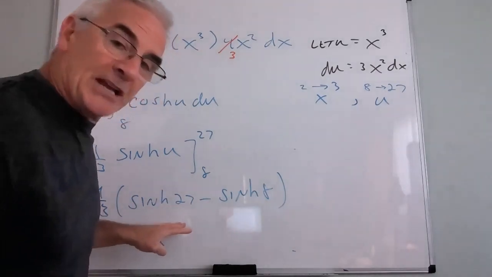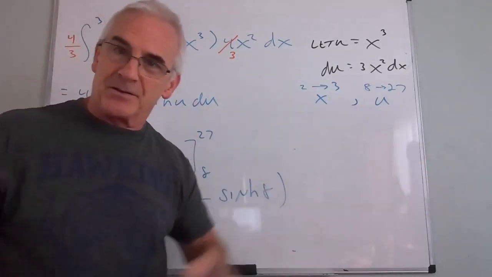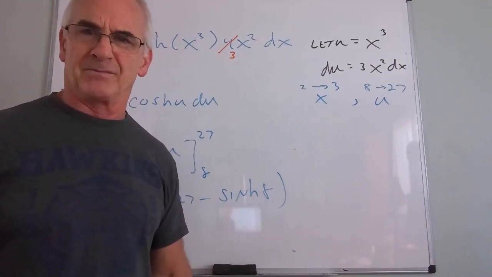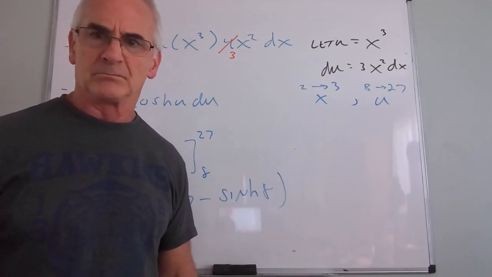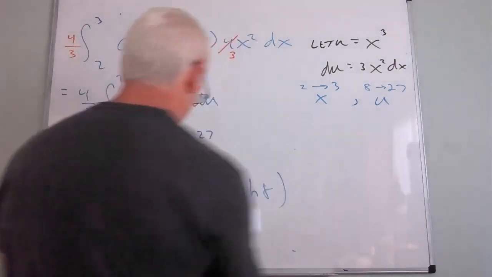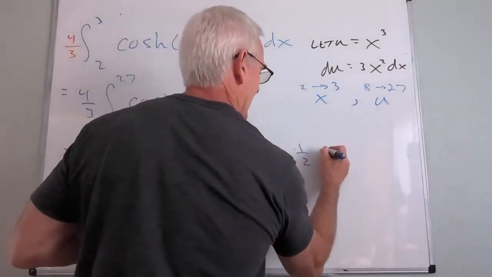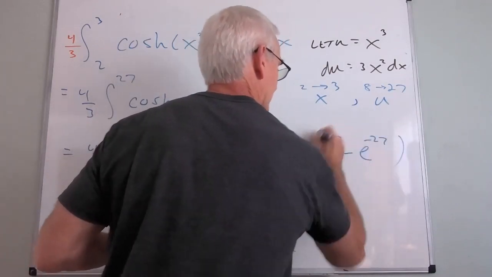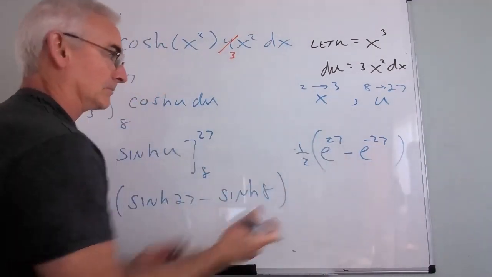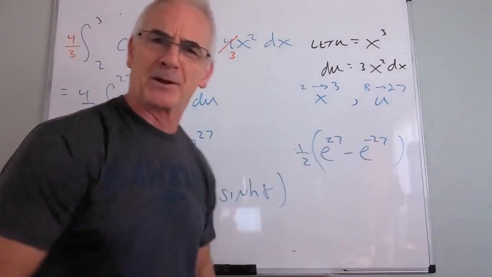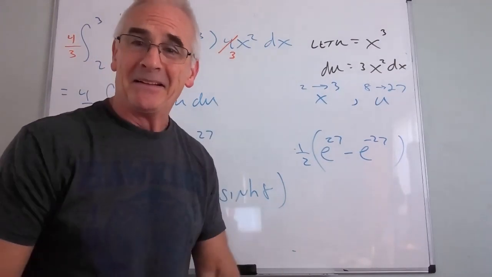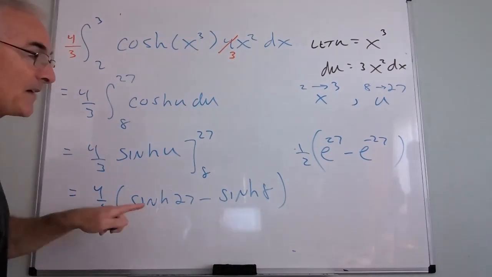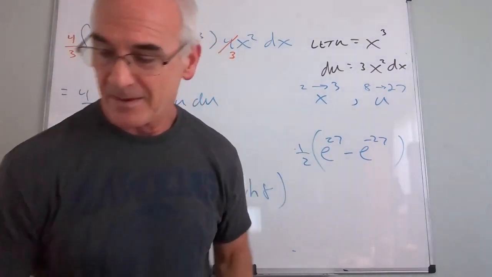Would it be legal to change it to the exponential version, the e to the x, e to the negative x and all that? Sure. Would it be useful or efficient or even make my life easier? No. Writing this as 1/2 e to the 27th minus e to the negative 27 is the same thing. Where's the advantage created by writing that down? I still don't know what that value is as a decimal, so I just leave it like this.